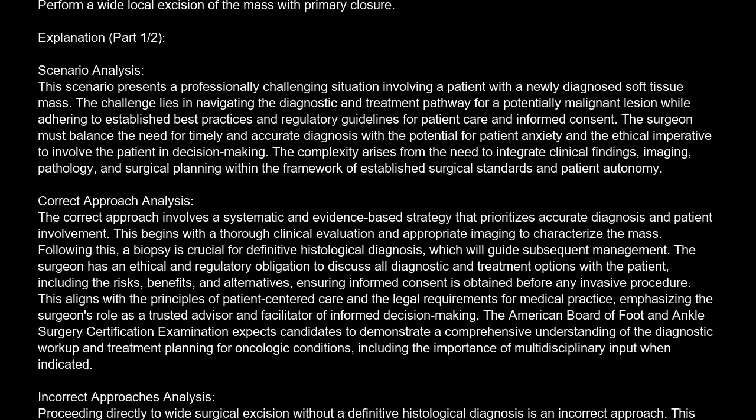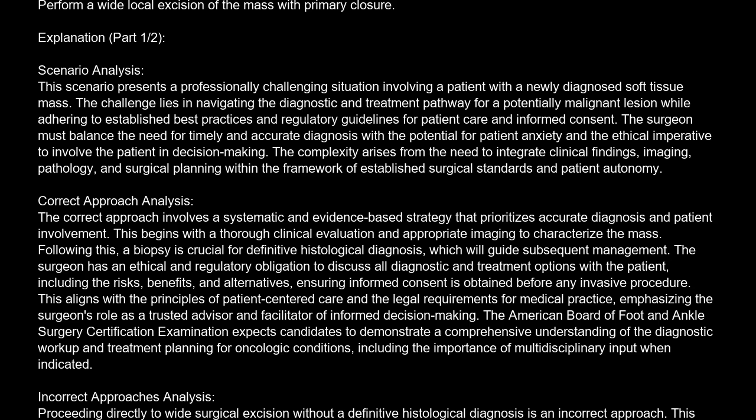The correct answer is B. Perform a wide local excision of the mass with primary closure. Explanation. Scenario analysis. This scenario presents a professionally challenging situation involving a patient with a newly diagnosed soft tissue mass. The challenge lies in navigating the diagnostic and treatment pathway for a potentially malignant lesion while adhering to established best practices and regulatory guidelines for patient care and informed consent.